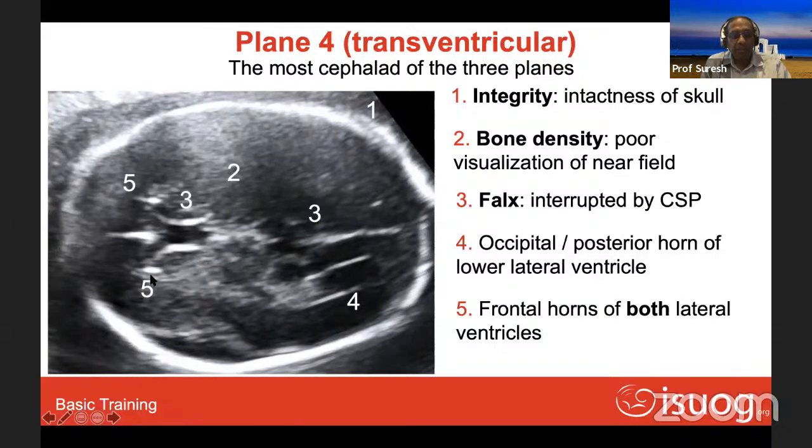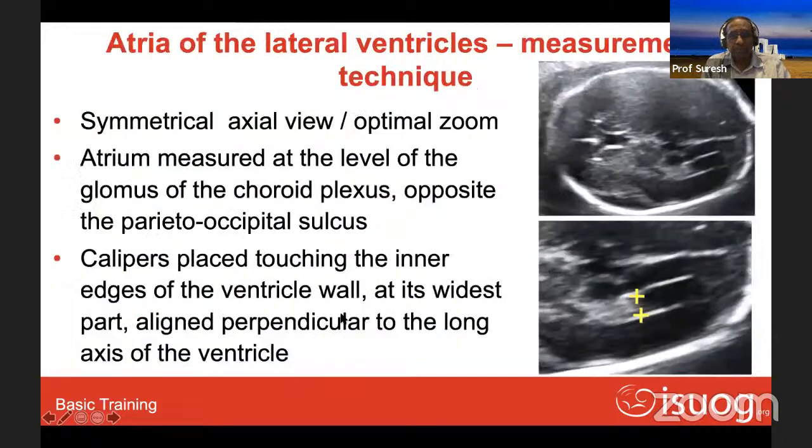Now, at the same time, you will be able to see a small little slit-like structure, which is the frontal horns of both lateral ventricles. And inside the lateral ventricle, you can see the choroid plexus. Now, the atrium of the lateral ventricle is what needs to be measured. And the measurement technique is as follows.